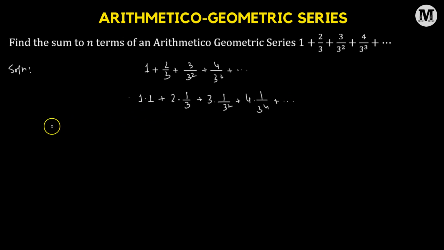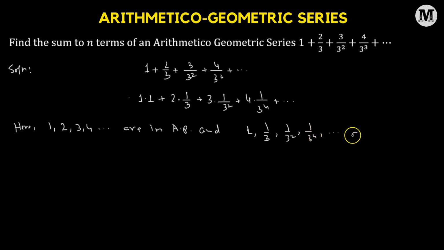Now here we're saying that if we consider the terms 1, 2, 3, 4, these terms are going to be in arithmetic progression. And the other terms 1 over 3, 1 over 3 squared, 1 over 3 raised to the power of 4, these terms are going to be in geometric progression. That makes perfect sense because here the arithmetic progression has a common difference of 1, and the geometric progression has a common ratio of 1 over 3.